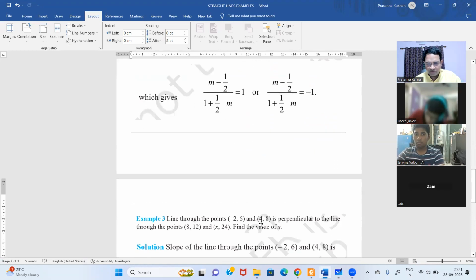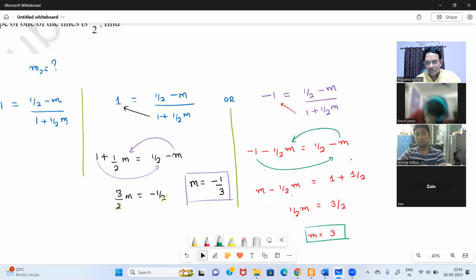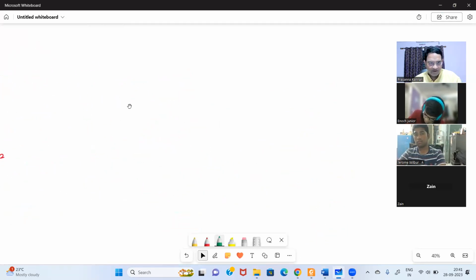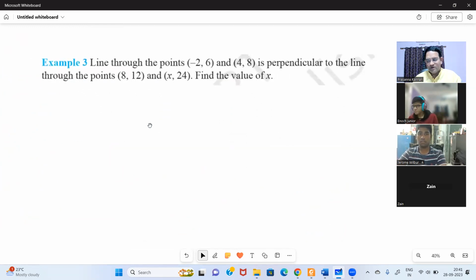Now let's move on to the next question. Any doubts in this, students? No, sir. Okay, excellent. Now, line through the points minus 2, 6 and 4, 8 is perpendicular to the line through the points 8, 12 and x, 24. Find the value of x.